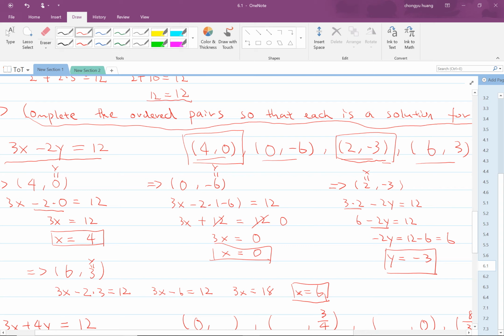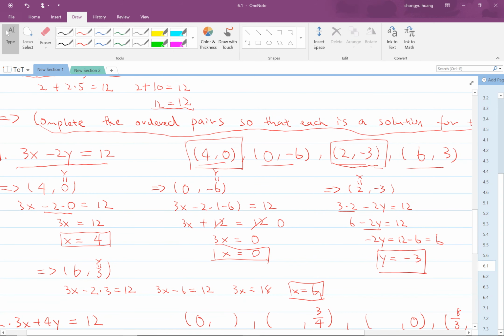Okay, so basically as long as you actually know one of the variables, then you are able to solve for the other, and that's basically what we have done over here in order to find the ordered pairs. That's how we find the ordered pairs that are a part of the solution of the given equation.